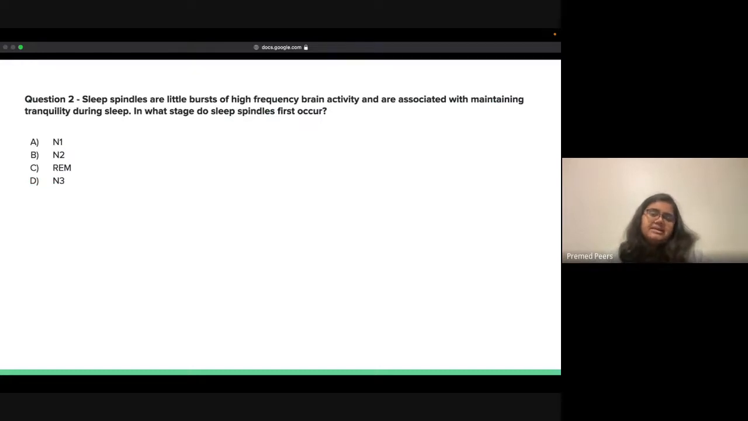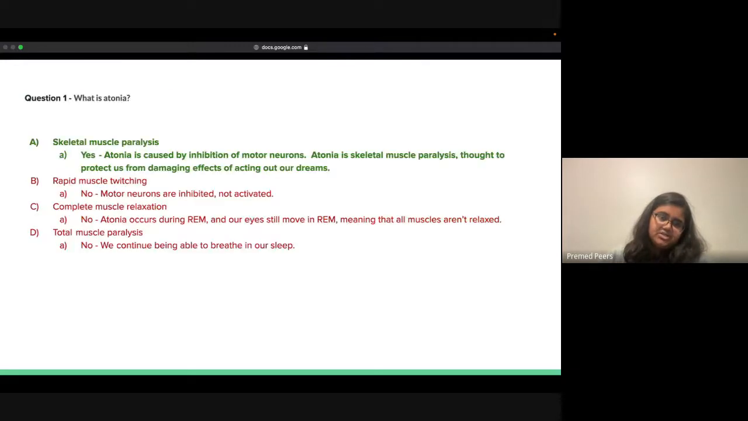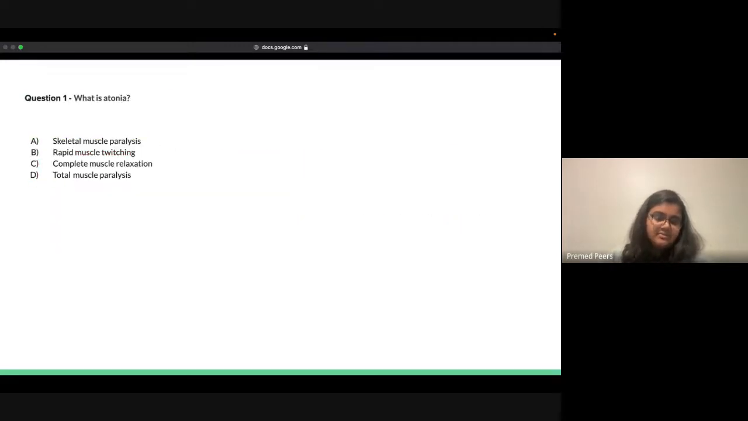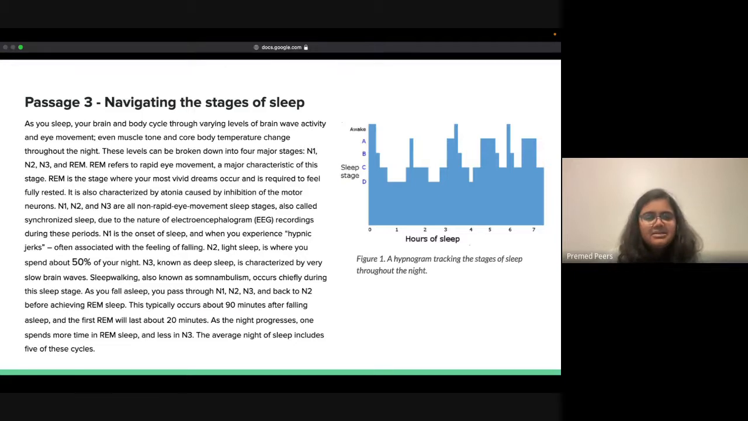Okay, question 2. Sleep spindles are little bursts of high-frequency brain activity and are associated with maintaining tranquility during sleep. In what stage do sleep spindles first occur? Okay, so let's go back to the passage and see if it tells us anything about it.